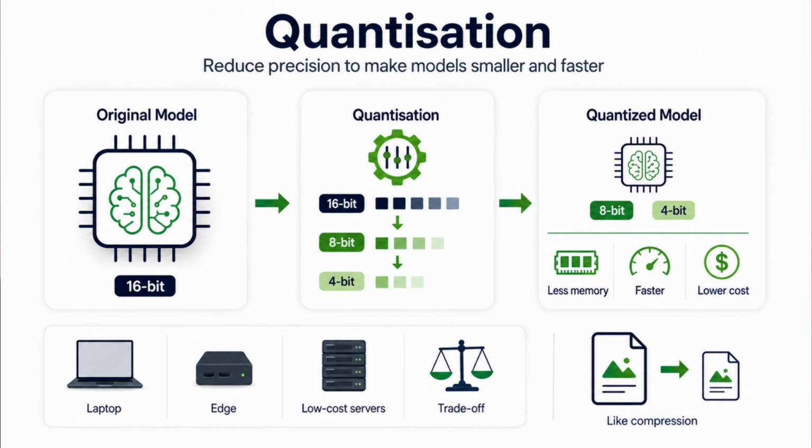Let's take a real life example. Imagine you have a very high resolution photo. The original photo may be 50 megabytes and you compress it to 5 megabytes. The quality may reduce slightly, but for normal viewing, it still looks fine, right? So quantization is similar. You reduce the model size while trying to keep the quality acceptable. And this is very useful for running models on laptops, edge devices, or lower cost services.